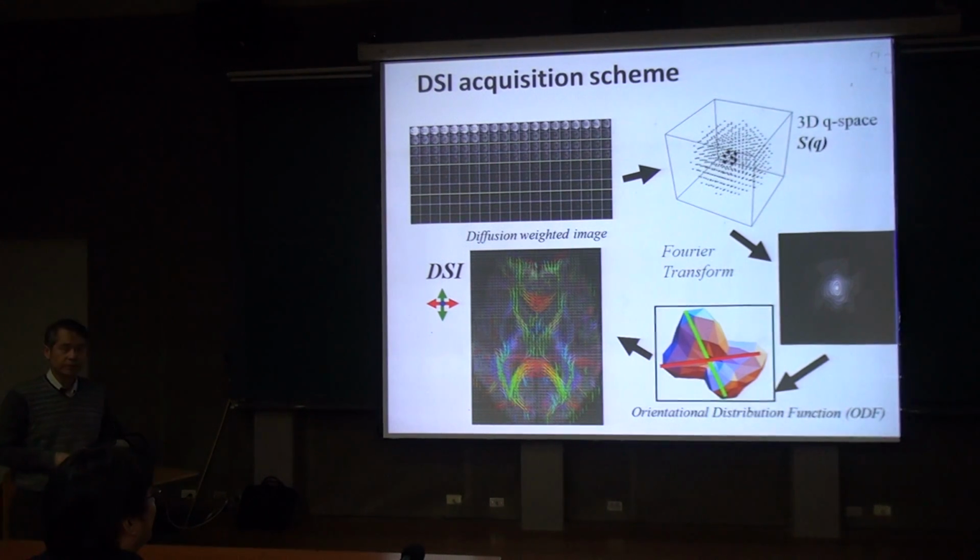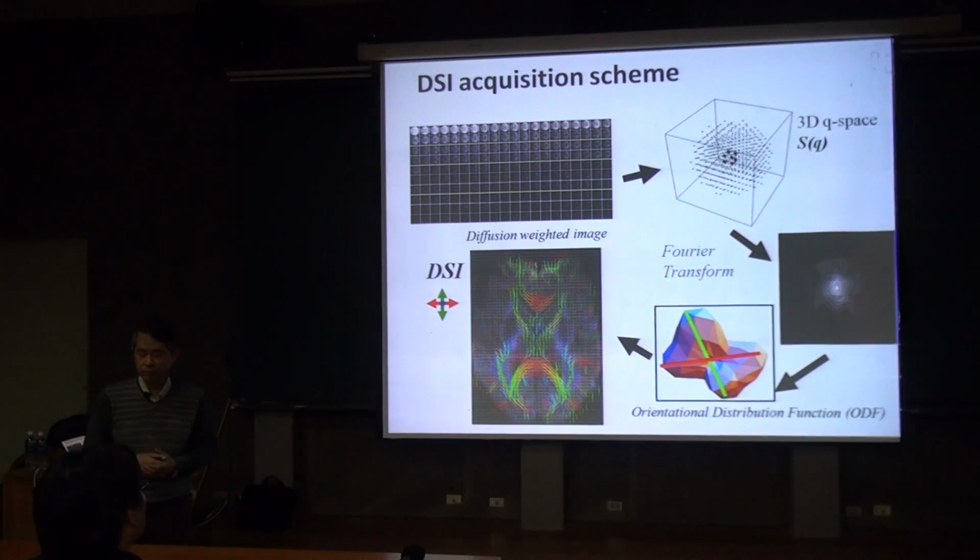So actually, we implemented this DSI sequence for human application. Here, we apply more than 100 diffusion directions. And then we solve for the probability density function. And then we calculate the orientation distribution function. And then we determine the local fiber directions at each position. So this is the flow chart of our DSI.